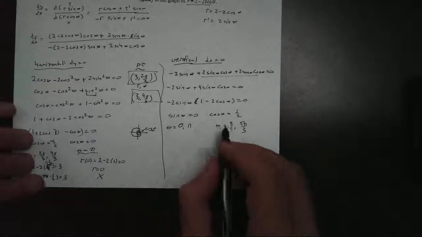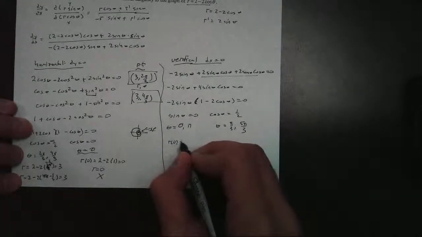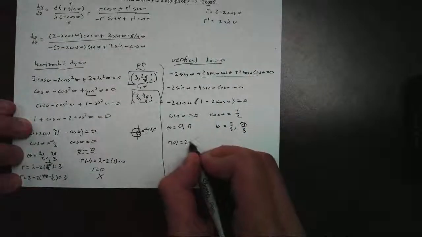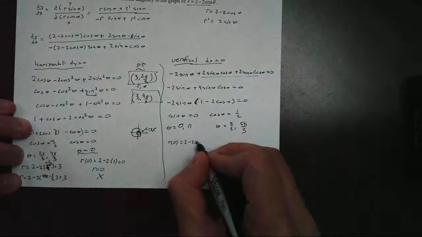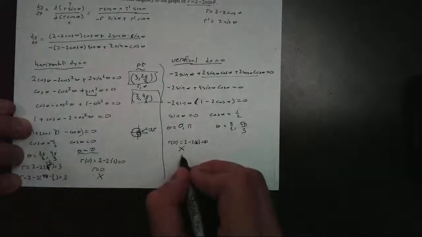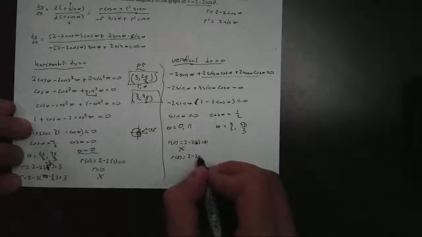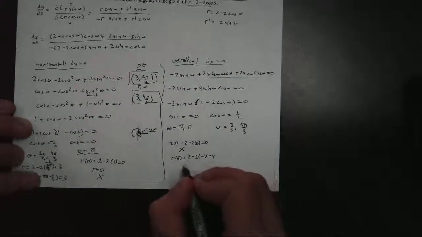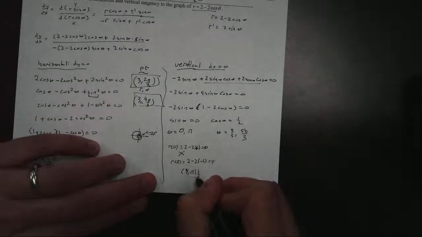So I got 4 possibles here. I got to check them all. The first one, I'm going to pick r of 0, plug it in. I get 2 minus 2, the cosine of 0 is 1, so I get 0 again. And again, remember we said r can't be 0, so we don't worry about that one. So next one, r of pi. I get 2 minus 2, the cosine of pi is negative 1. That gives me 4. So I have a point at 4 pi.